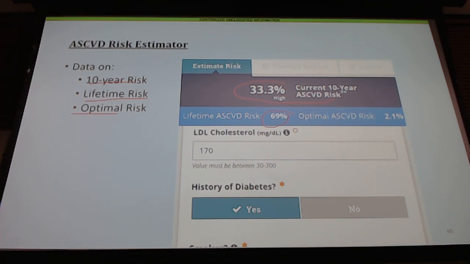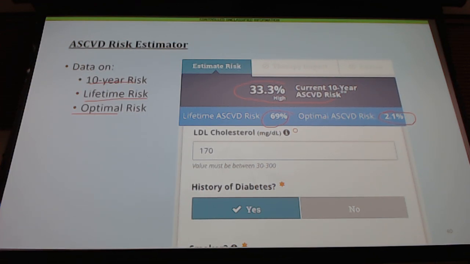And then your optimal risk. So if I were to fix all of their risk factors, like they're smokers, let me get them to stop smoking, let me get their blood pressure under control, let me get their cholesterol better controlled, what is the risk of this patient having a cardiovascular event in the next 10 years? It's 2.1%. So this is where you can give some objective data in that conversation with your patient about why it's important for us to start them on a medication, or let's try to lower cholesterol, let's try to live a healthier lifestyle, and those types of things.